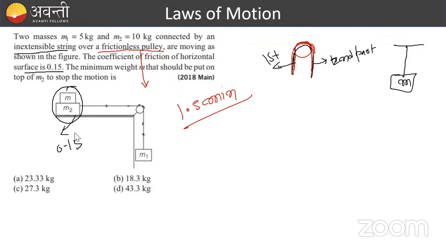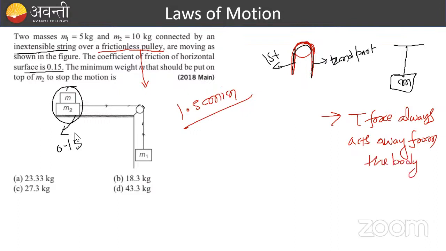This string will apply a tension force, and tension force, always remember, एकदम इसको कहीं पे दिमाग में लिख लो कि tension force always acts away from the body. ठीक है? Acts away from the body. It always acts away from the body. So if you're applying tension force on a certain body, suppose I am applying tension force on mass m, then the tension force because of a string will act away from mass m, so its direction should be this.